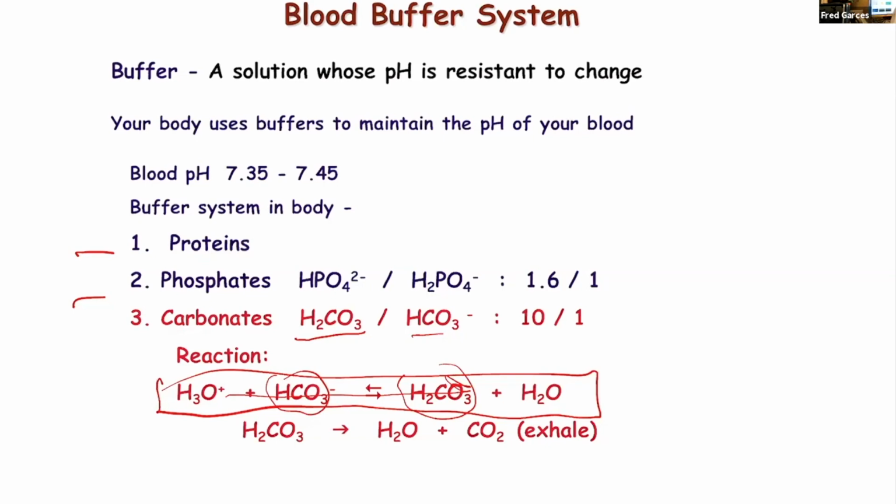The way we remove the excess carbonic acid is we simply decompose it. We basically sweat it out, get rid of it, and we breathe it out. So carbonic acid breaks down to water and CO2 if we get too much in our system. That's the beauty of blood buffer.